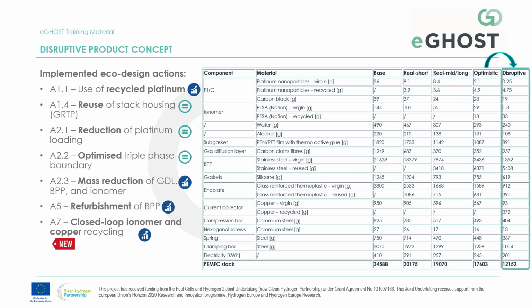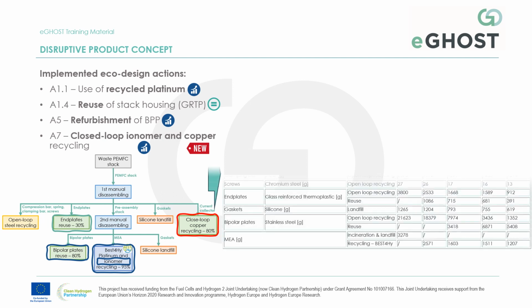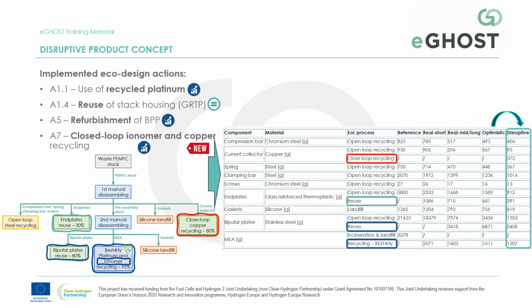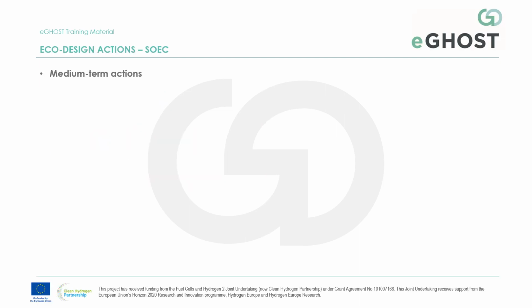Again, last time, the new inventories for the disruptive case, and again the end-of-life phase, we added closed-loop copper recycling, which meant that the values are a bit different in the table for the disruptive case. So this was the PEM fuel cell, and now let's go to the solid oxide.